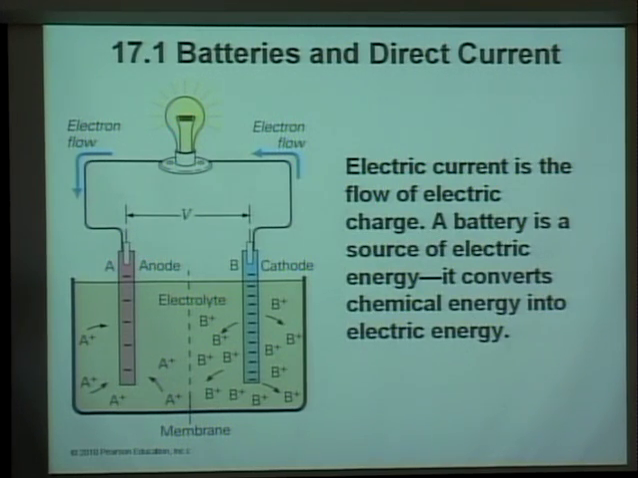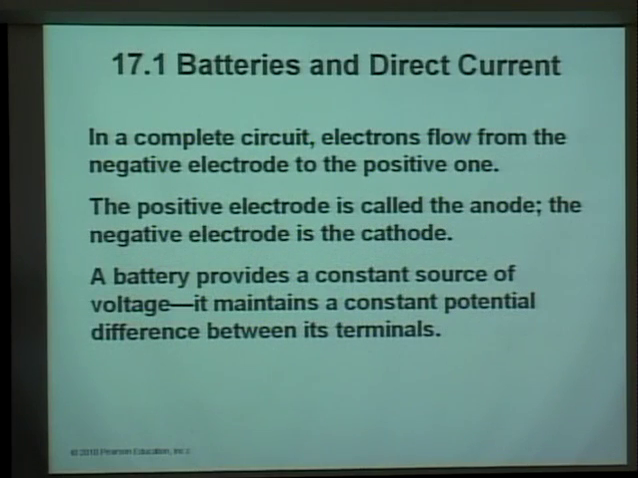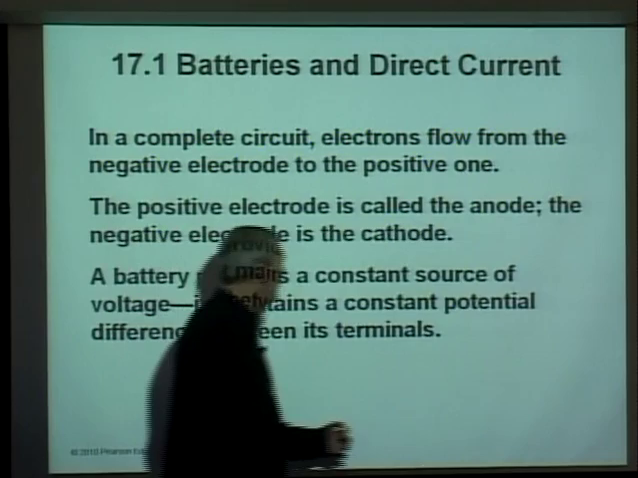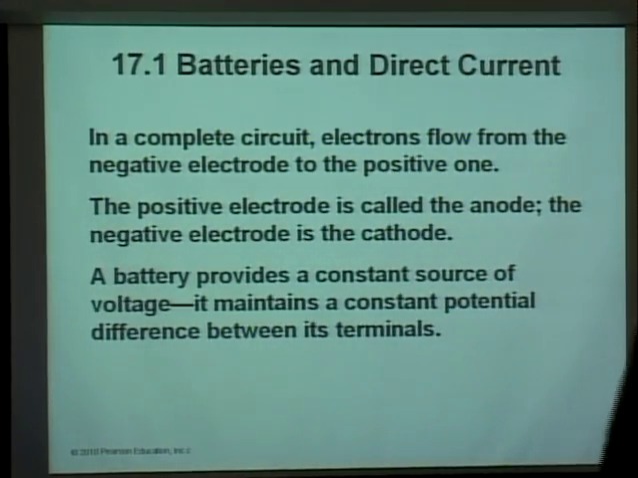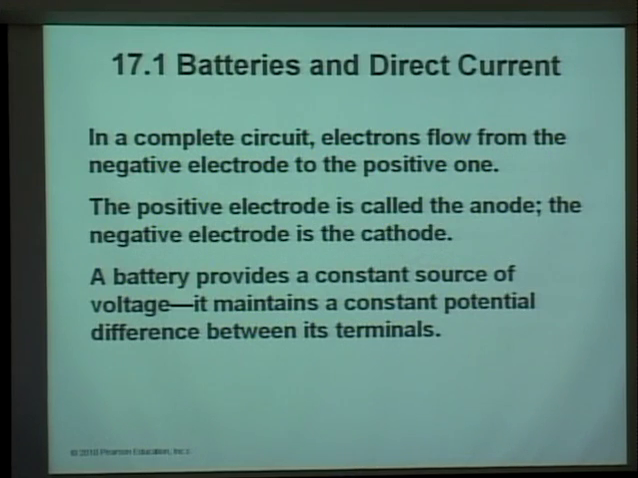Okay, so you get that voltage, that EMF, electromotive force, pushing charge. In a complete circuit, electrons flow from the negative electrode to the positive one. The positive electrode is called the anode. Ha-ha, that's what I thought. Now I've said it 3 different ways. All right, so you can't catch me in a lie here. The negative electrode is the cathode.